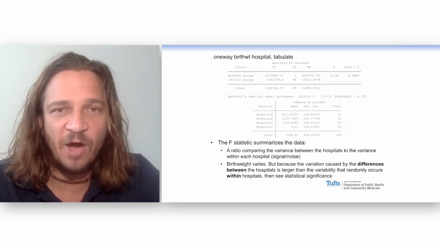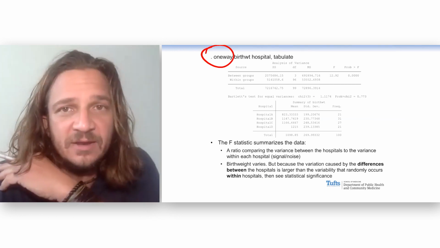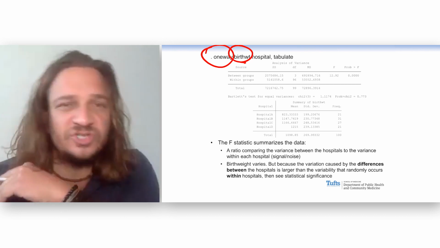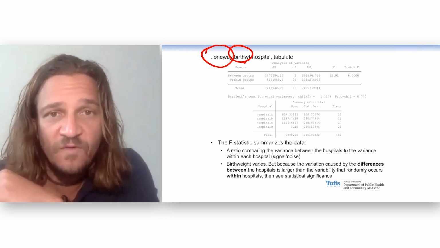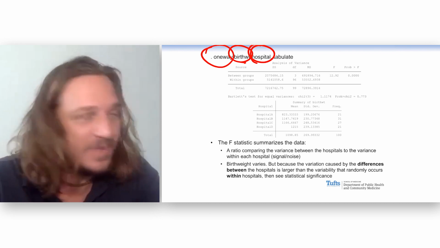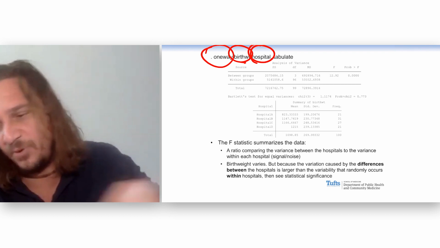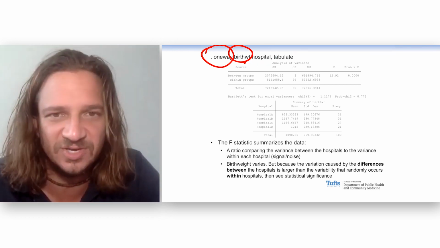Here is Stata output for this test. In Stata, you can say oneway. That tells Stata I'm about to run an ANOVA. We've seen that in Stata, you usually put the outcome or the dependent variable first. Take birth weight and see how it's sort of distributed across those hospitals. We put in this option here, tabulate, because it makes this nice little table of means.